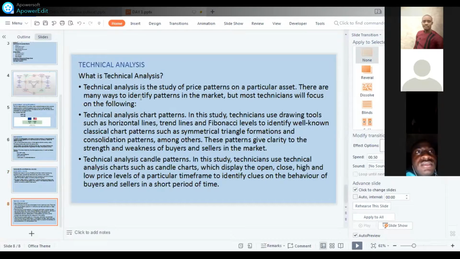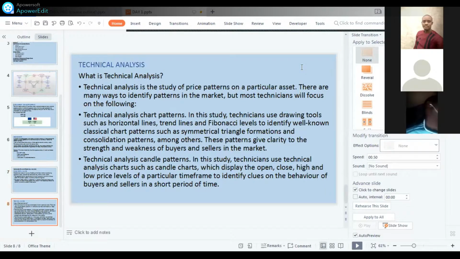Technical analysis is the study of price pattern on a particular asset. There are many ways to identify the pattern. Are you with me? And this way you can identify this pattern. You have tools you can use. These tools are Fibonacci level, horizontal line, trend lines, moving average, MACD. In fact, from investing.com, from TradingView, you can also predict the open, the close, the high, and the low.